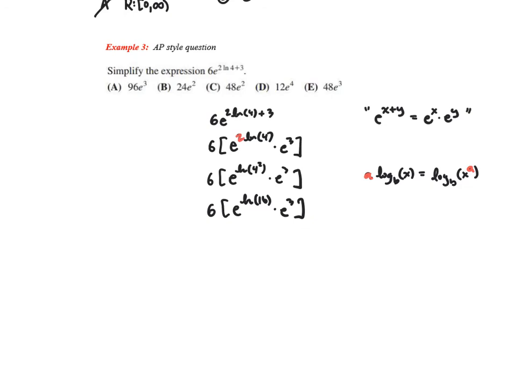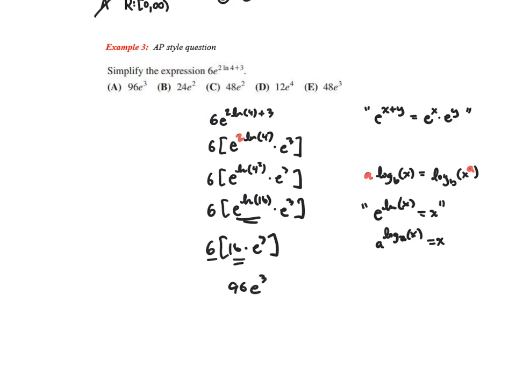And now I can use this property. E to the ln of x, we know, is equal to x, just like a to the log base a of x is equal to x. So using this property, I can now say that this is equal to 16. And I think I'm ready to go. What is 6 times 16? That's 96. E to the 3rd, let's see if we've got that available to us. Why, yes, we do. And there it is.